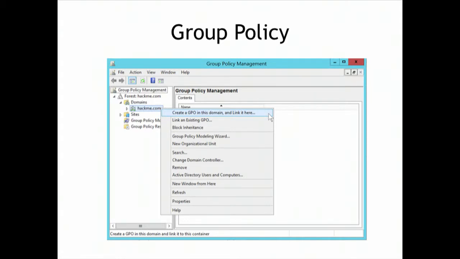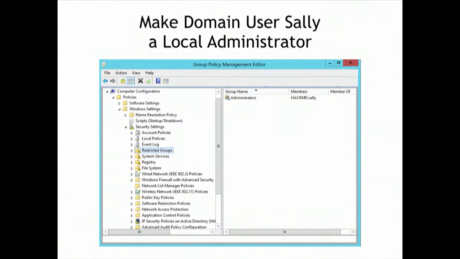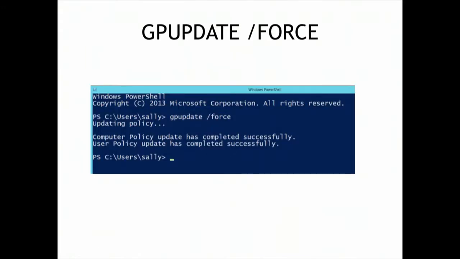So here's how you do it. You find the domain, you create a new group policy object in that domain, and then you put in some settings, and eventually you put Sally in the group Administrators, which is now a restricted group. So the domain controller knows that Sally should be the local administrator over any machine she logs into. But remember I said, this won't have any effect for hours because it takes forever for the group policies to move through the network.